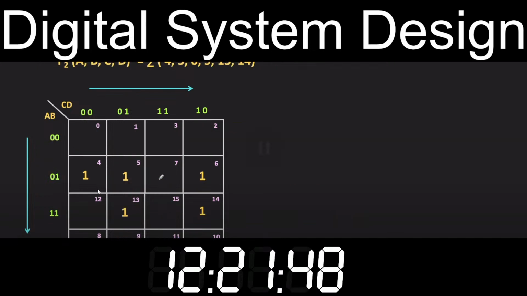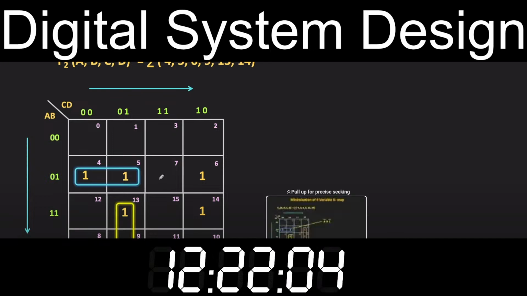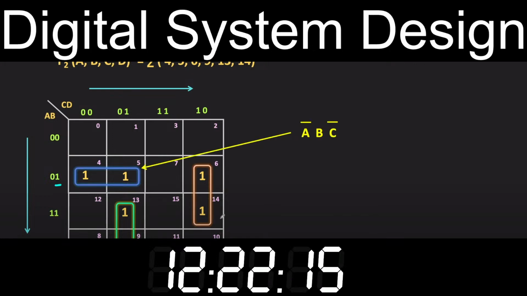Minimize it. So first, let us make the group of these two ones. Similarly, we can also combine these two ones and in this group the variables that are removed are 1, 0 and 1 respectively. Therefore, this group represents A dot C bar dot D. Let us take a couple more examples.